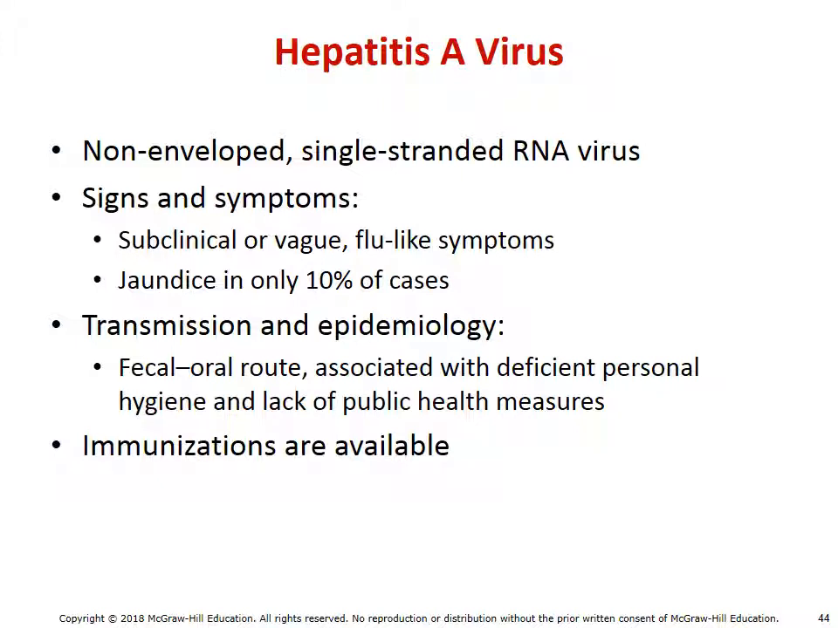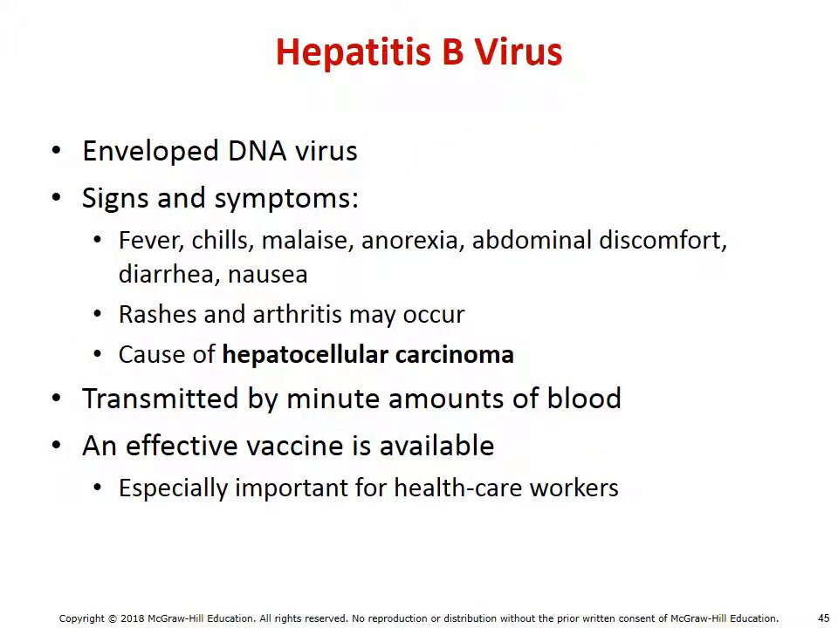The idea here, though, is there are immunizations available. So again, after the outbreak here in Springfield at Red Robin, immunizations were administered to prevent this from becoming a serious problem. So let's talk about hepatitis B for a minute here. Hep B is an enveloped DNA virus that has, again, a little more serious signs and symptoms, including fever, chills, malaise, anorexia, abdominal discomfort, diarrhea, nausea.